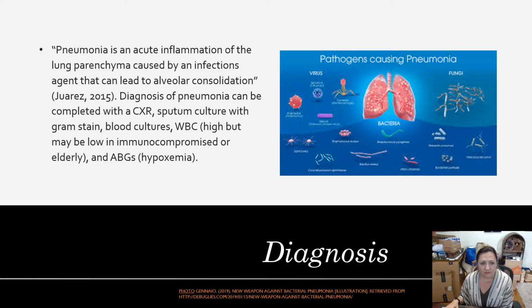This results in inflammation in the lung with the recruitment of neutrophils from the capillaries of the lungs into the alveoli. Pneumonia is an acute inflammation of the lung parenchyma caused by an infectious agent that can lead to alveolar consolidation, as stated by Juarez in 2015.